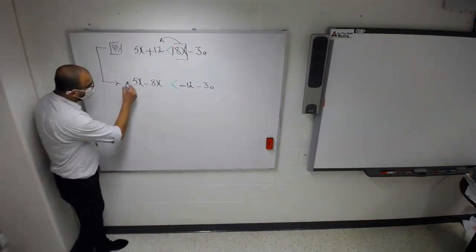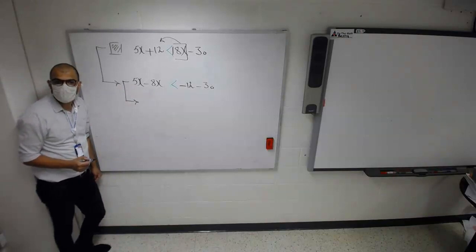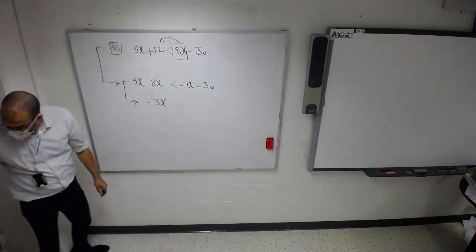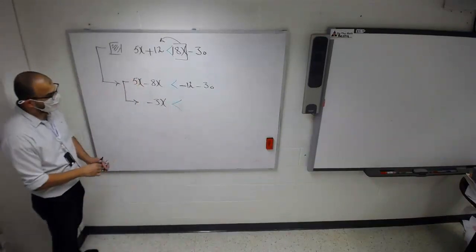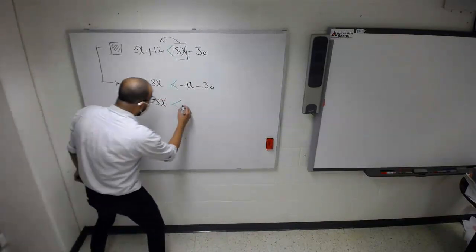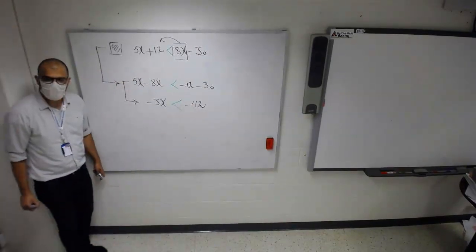I do some kind of minor simplification. 5x minus 8x becomes how much? 3x. Minus 3x. Now, you are going to see this chart in just a couple of seconds. I have this sign, minus 12 minus 30, which is minus 42. Now, look at this, guys.